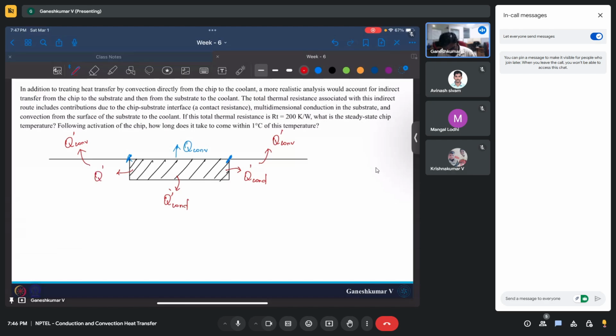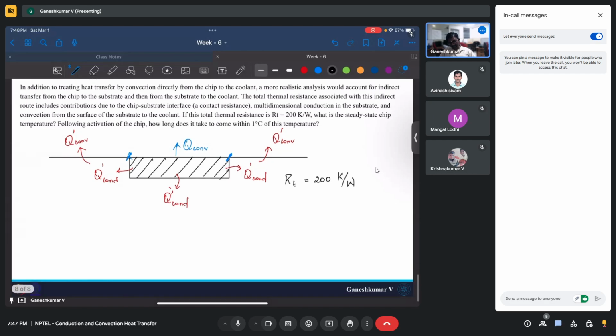But performing this analysis by hand is going to be difficult. So we don't want to do that. Instead, let's say I know the total resistance associated with all these, with all the red heat transfer routes. The total resistance, if I know, is 200 Kelvin per watt. Now let's say if they give this information, how would you solve this problem? Is what they are asking.